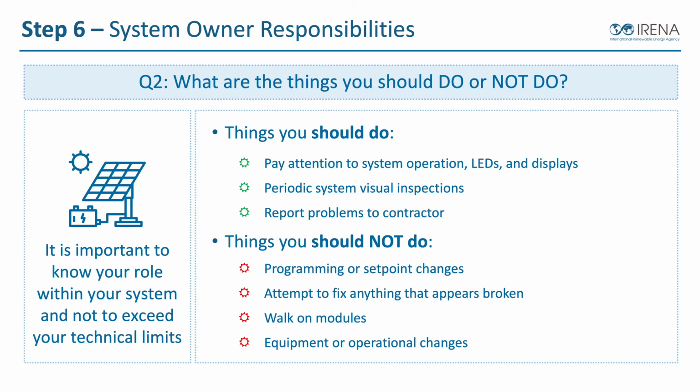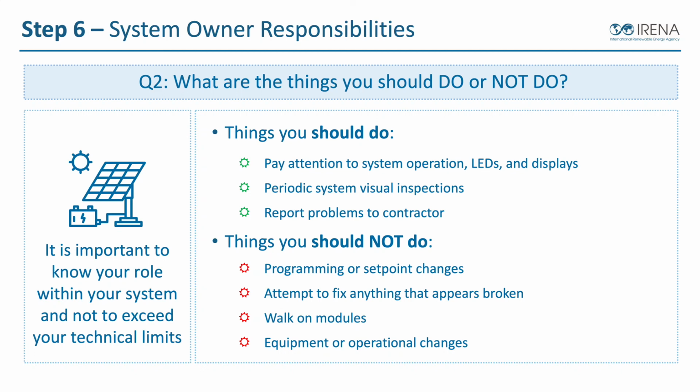So things you should do as a system owner: we really want you to pay attention to the system. We want to make sure that it's operating. We're looking at LEDs and displays. We want to do visual inspections to make sure there's nothing damaged or an obvious issue for production. And we want you to report problems to the contractor if anything arises. Those are the things you should be doing.